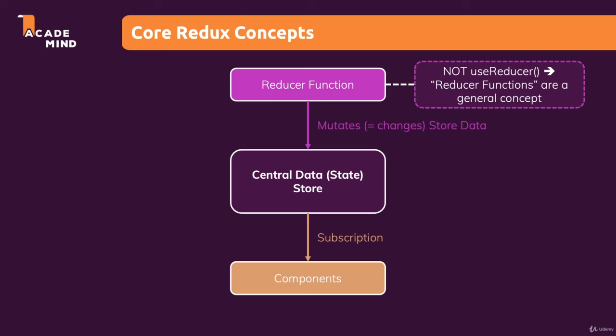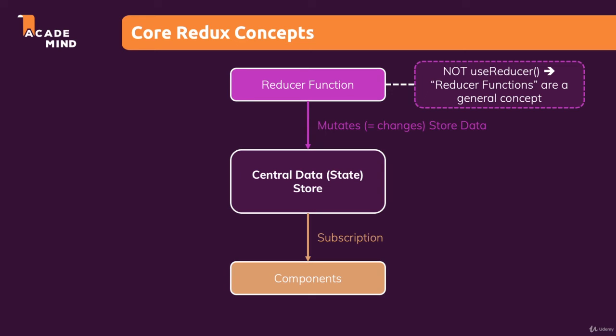Reducer functions in general are just a general concept. Reducer functions are functions which take some input and then transform that input. They reduce it. For example, they can reduce a list of numbers to the sum of those numbers. And that's just one example. But they, in general, transform inputs and spit out a new output, a new result. So that's a general programming concept which the useReducer hook uses, and which Redux also uses.